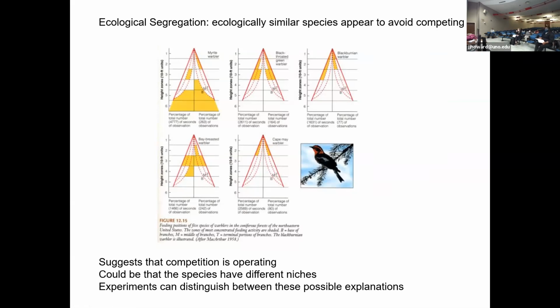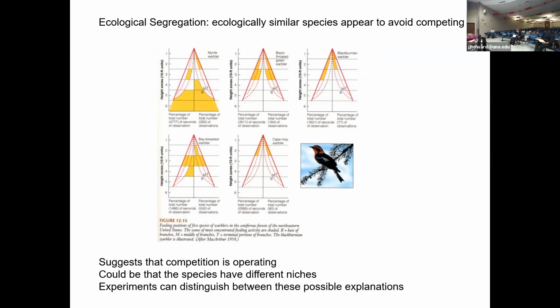So what we're asking is, are these patterns due to the species having different niche requirements, or are they due to one species excluding another from a part of its niche? Remember, we have a fundamental niche, which is all of the conditions that a species can use. And then we have the realized niche, which is what it can do in a given community. So in a given community, a species may be excluded from part of its fundamental niche by another species. But if you remove that competitor, it might then expand what it's doing.